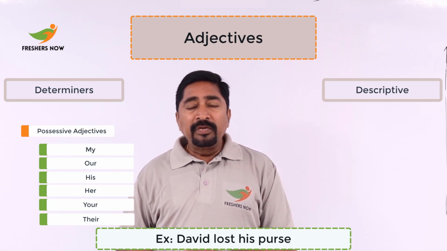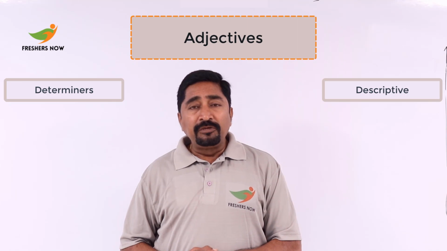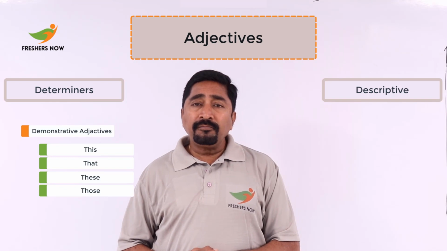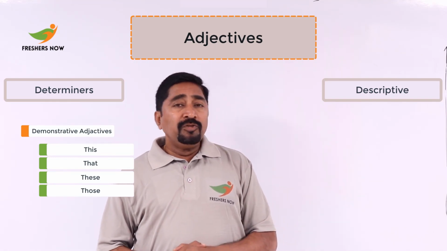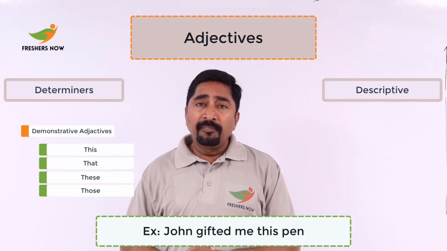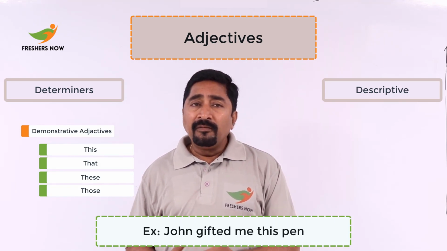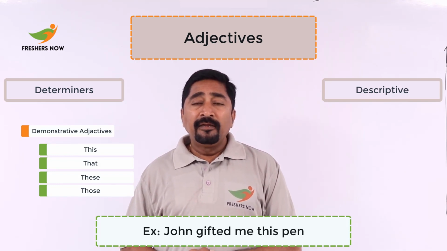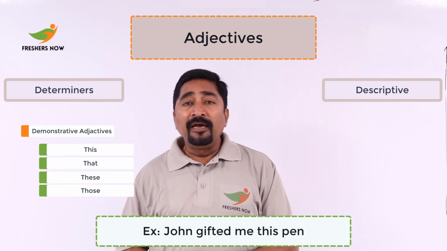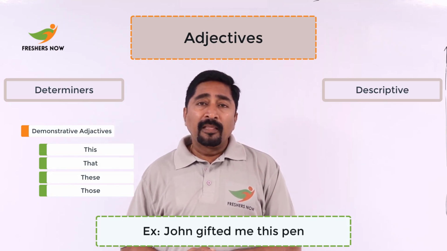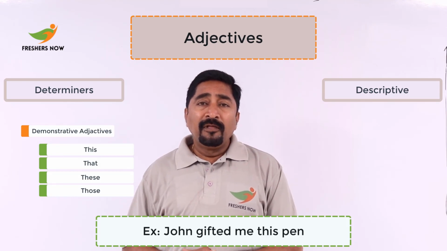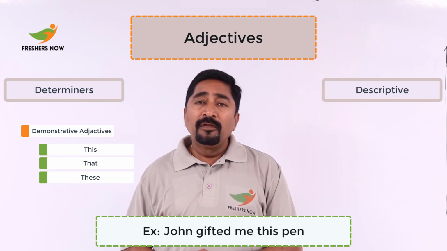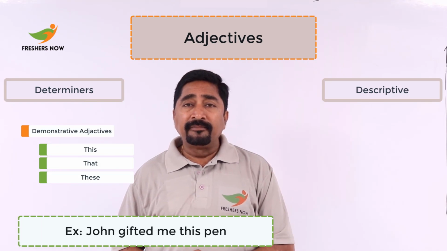In the same manner, we can also learn about demonstrative adjectives like this, that, these, those. For example, John gifted me this pen. When I say John gifted me this pen, in this sentence, this is a demonstrative adjective. He lost that book. When I say he lost that book, that is a demonstrative adjective.